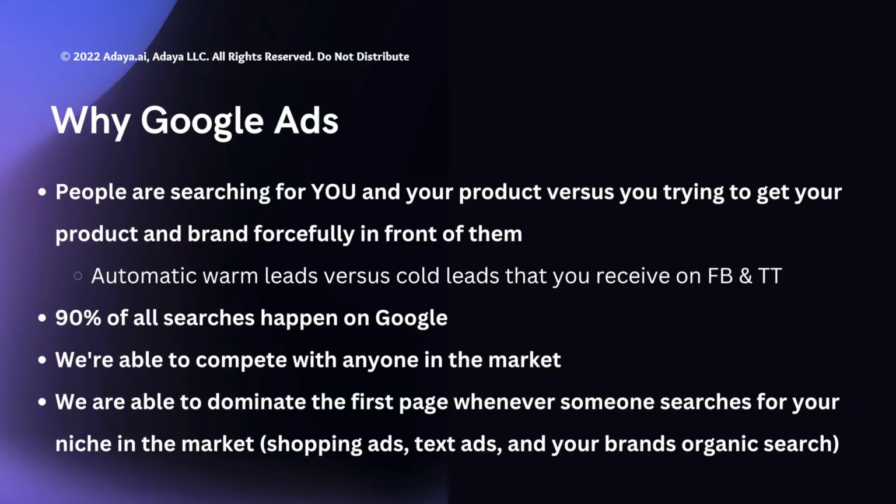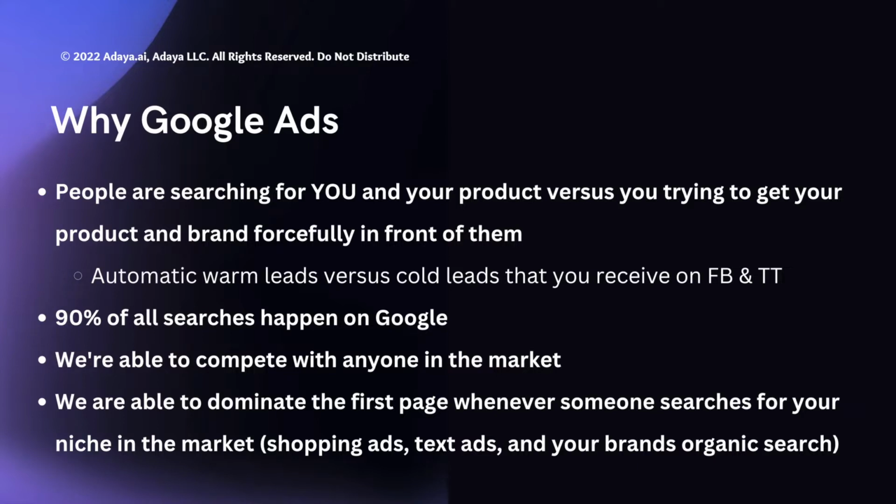So why should you be running Google Ads in the first place? Well, the biggest thing that I love talking about Google Ads is that people are searching for you and your product, versus you trying to get your product and brand forcefully in front of them with Facebook ads or TikTok ads. Now, that's not bad. It's just different, right? Whenever people are searching for your brand or product on Google, they're already warm leads because they want to find you. 90% of all searches in the world happen through Google. So if someone is searching for something and it just so happens to be your brand, more likely than not, they'll find you through Google.